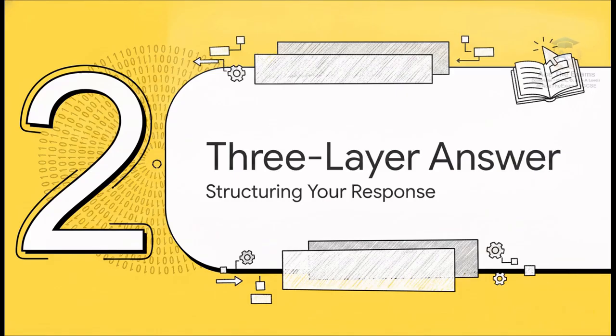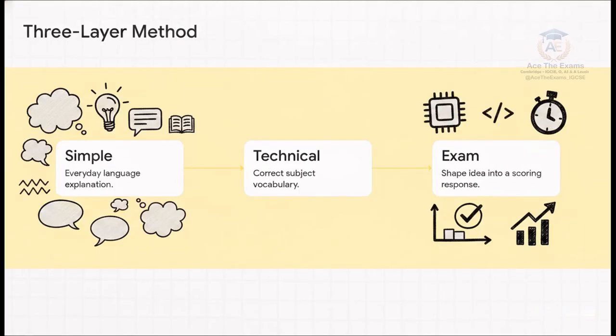Let's structure that response. To get this right, your brain actually needs to make a chronological progression. Step 1 is the simple explanation. You need to be able to paraphrase the concept accurately in just everyday language. Then step 2, the technical vocabulary. This is where you inject the correct subject terms. And finally, step 3, the exam response. This is where you shape that technical idea into an answer that actually scores marks under severe time pressure.